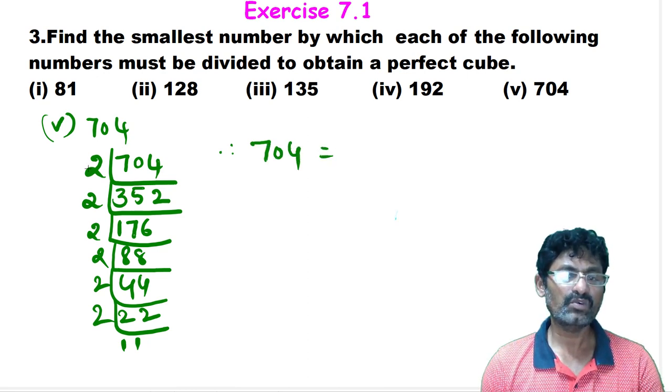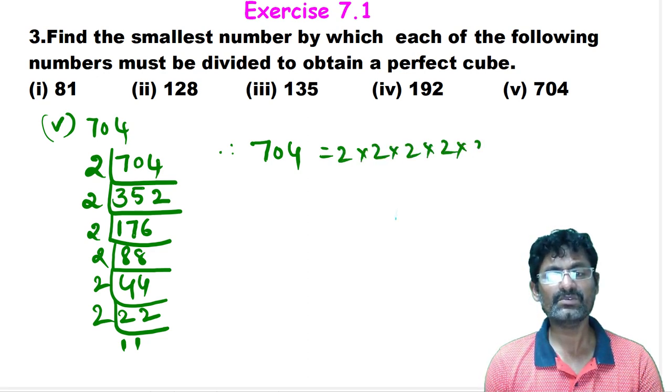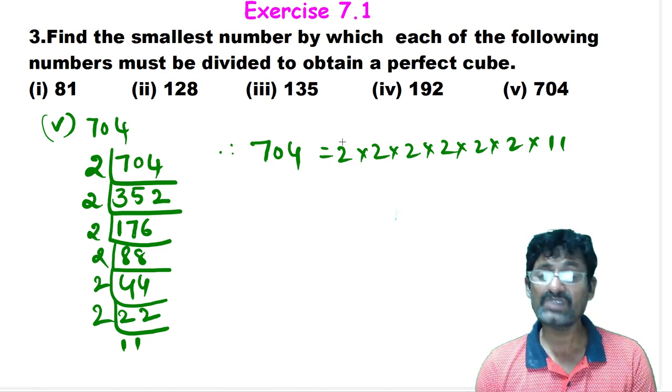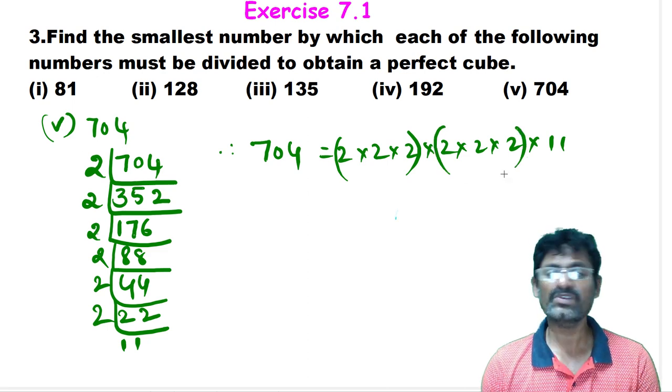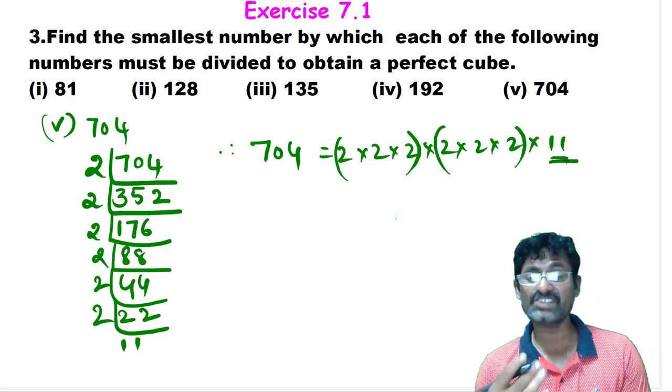So therefore 704 equals 1, 2, 3, 4, 5, 6, so 2 times 2 times 2 times 2 times 2 times 2 times 11. Here observe the triplets. 2 times 2 times 2 is one triplet. Again 2 times 2 times 2 is another triplet. So additionally we have one extra 11.